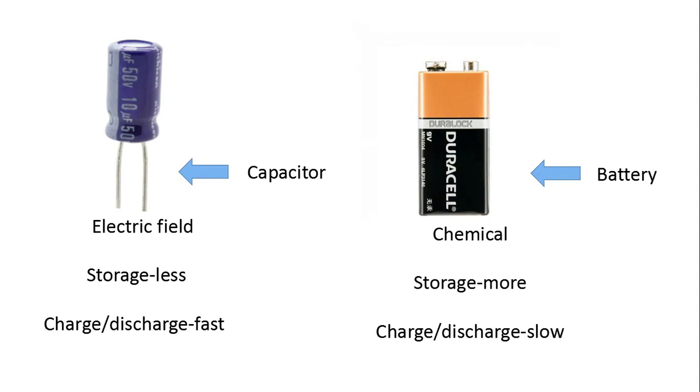A capacitor stores the charge in an electric field, whereas a battery stores energy because of a chemical reaction. In terms of storage, the battery has more storage compared to a capacitor, but a capacitor charges and discharges faster than a battery. So the advantage of a capacitor is that the charging and discharging time is fast. Even though the storage is less, the charging and discharging time is faster than a battery. And this is the comparison between capacitor and battery.